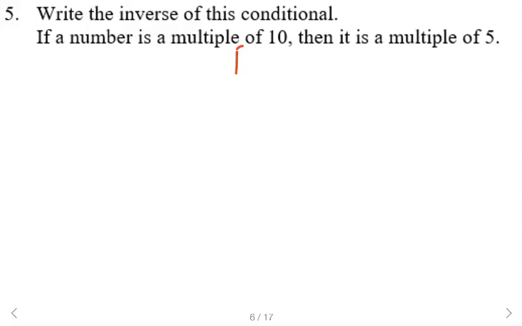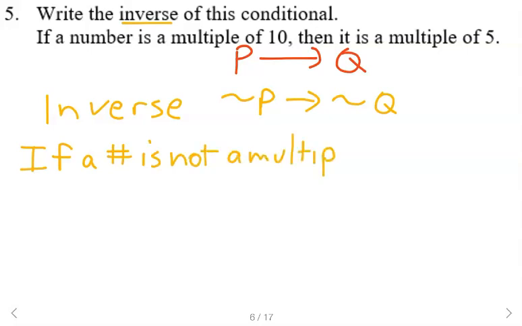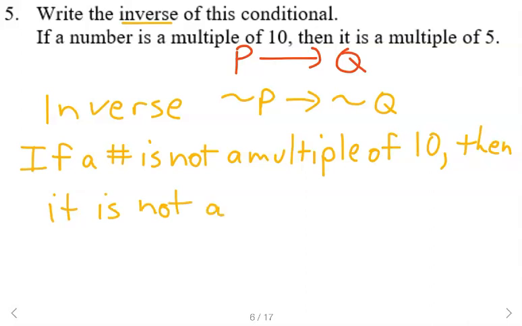Here we have a conditional, if P, then Q. We want to write the inverse. For the inverse, it's going to be if not P, then not Q. The inverse negates both. So we will say if a number is not a multiple of 10, then it is not a multiple of 5.